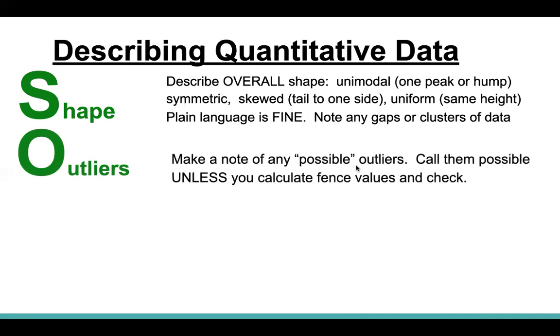Outliers. The outliers are extreme values. You'll make a note of any possible outliers and call them possible unless you actually calculate the fence values. So if you see any really high or really low values that are away from the rest of the data, you can note them as a possible outlier.